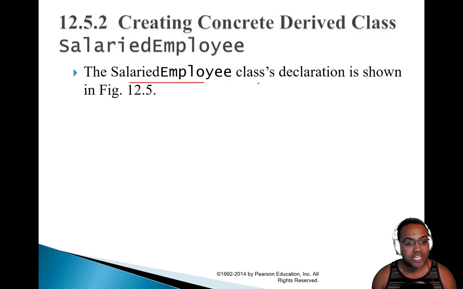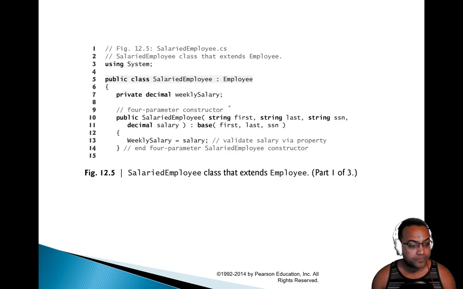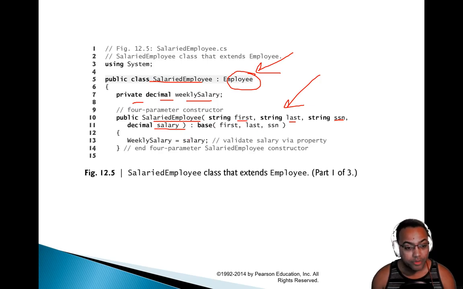So here's the salaried employee class declaration. We have salaried employee, which is inheriting the employee class. We have a private decimal weekly salary variable. And we then have the constructor, the salaried employee constructor, which contains the first name, the last name, the social security number, and the salary. But the only thing that we are going to pull in our constructor at this point is the salary. The reason why? The base class is pulling in the rest of it.